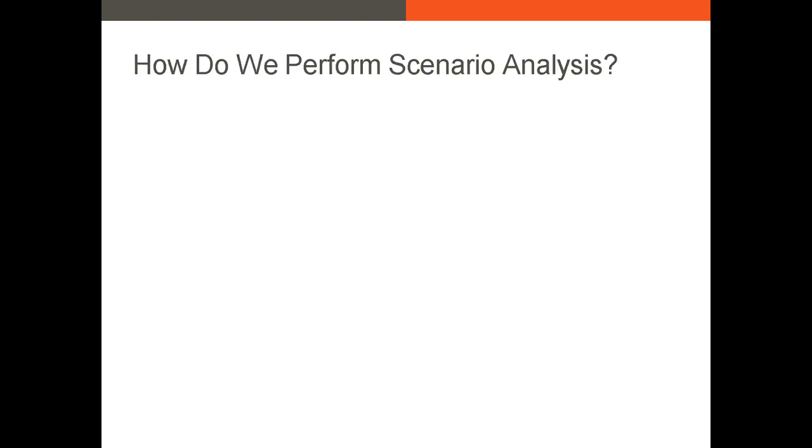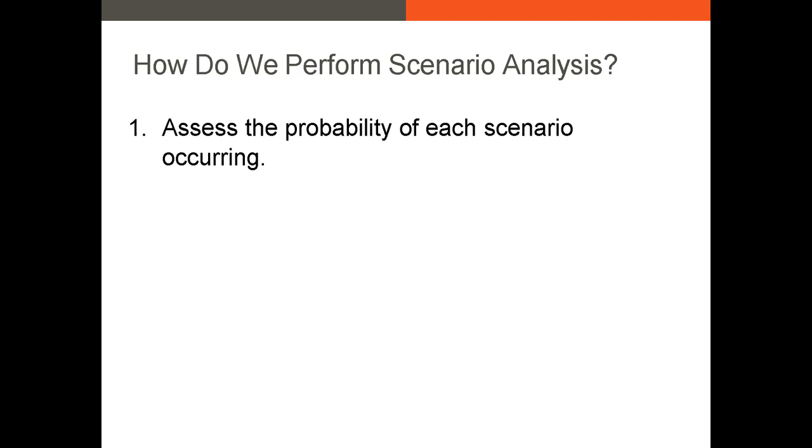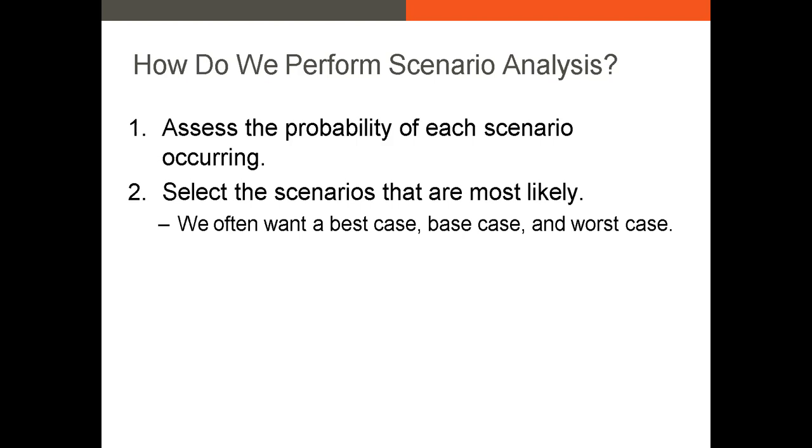Okay, so how do we perform scenario analysis? Well, step one, we need to assess the probability of each scenario occurring. Now, there's obviously infinitely many scenarios that can occur in the future. We want to identify about three or four scenarios and then assign a probability, in other words, a likelihood, to each of these scenarios. Next, we select the scenarios that are most likely.